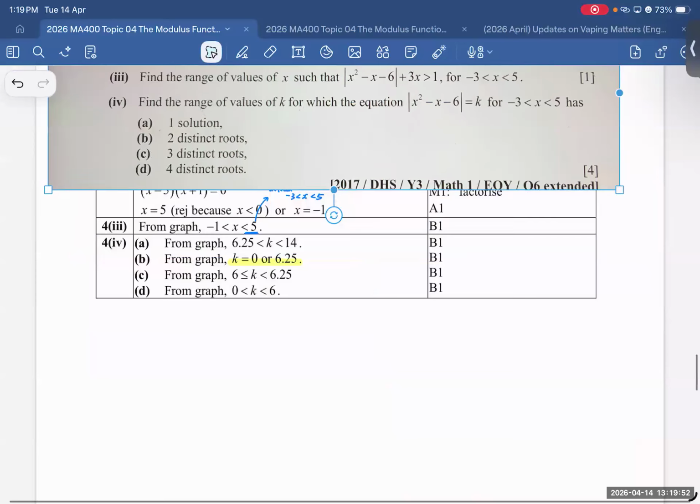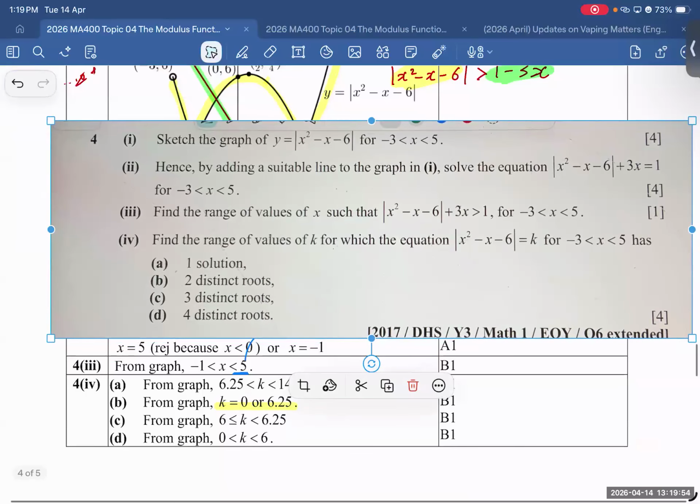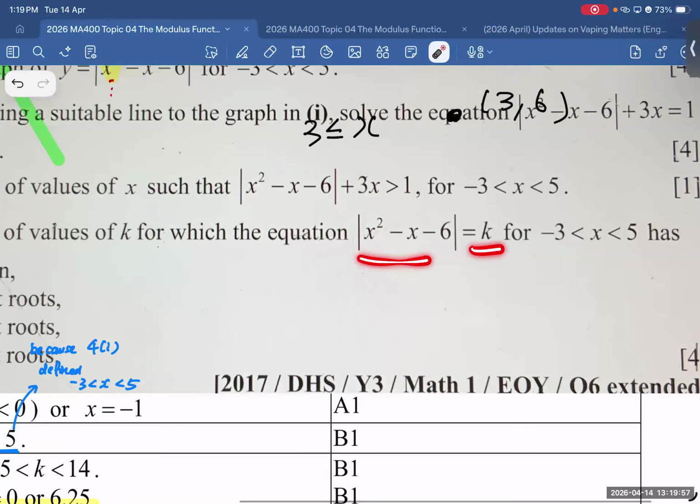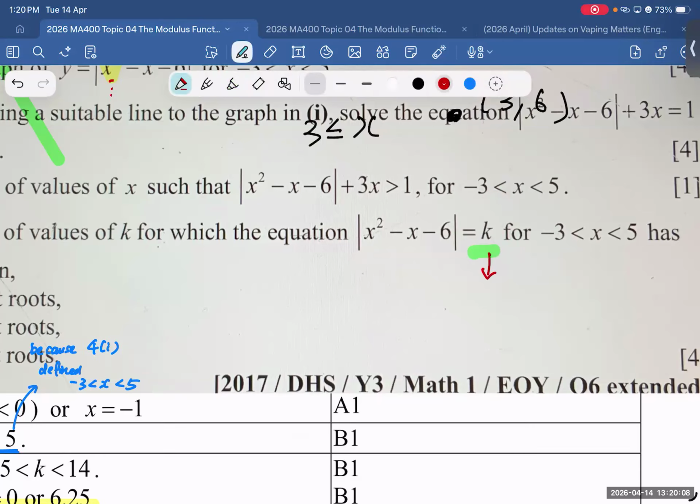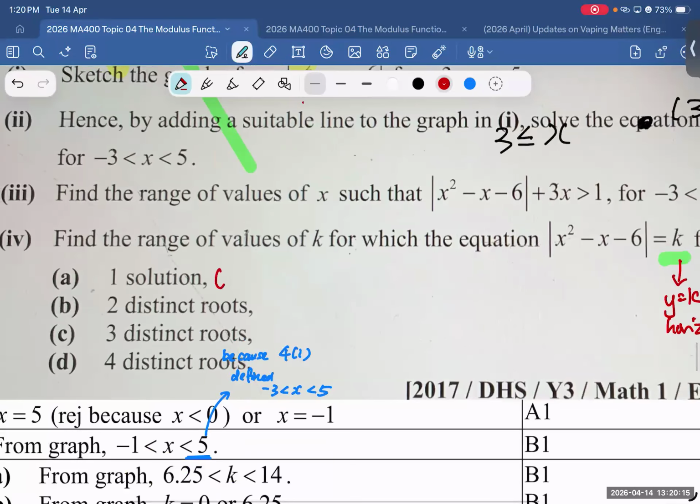So for part 4, I want to have one solution. I'm equating this to k. What kind of function is k? What kind of line? Horizontal line. Very good, Timothy. Best answer. y equals to k is a horizontal line. So if you are talking about one solution, it means that y equals to k and the curve has one intersection.